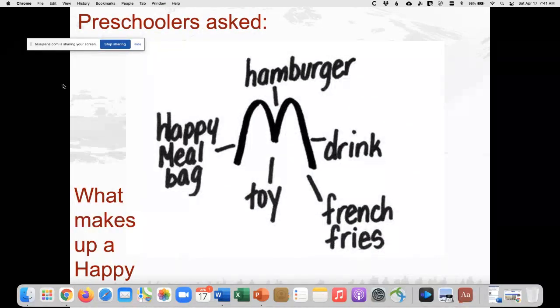And the teacher said, great point. So let's analyze. Let's think about this. What is a Happy Meal? On the board, the teacher put a little M and said, tell me, what's in a Happy Meal? And these little 3 to 5 year old children said, well, there's a hamburger, a toy, a bag, a drink, fries. The teacher says, wonderful. Okay. And what's in each one of these? What's in the drink? What makes the bag?